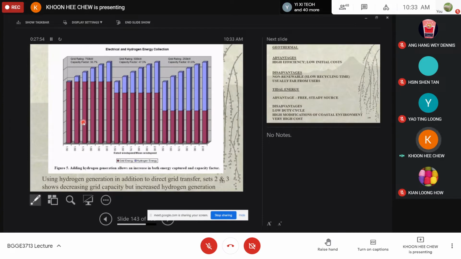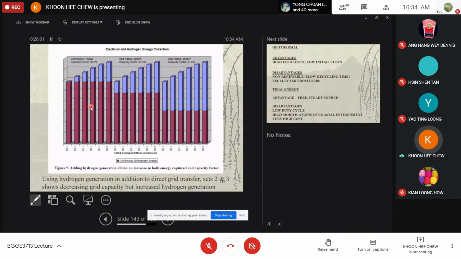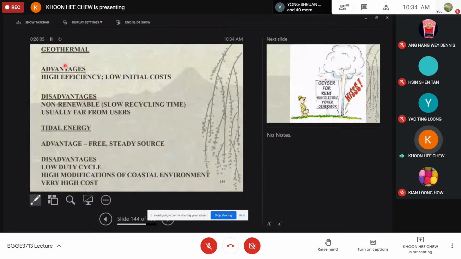This one is electrical and hydrogen energy. We will show you later. Okay. The next energy that we are going to talk about is geothermal energy. Geothermal energy actually is energy under the ground. And the advantage is it is high efficiency, and low initial cost; the installation of the equipment for you to harness the geothermal is low. Disadvantages are that it is non-renewable and has slow cycling time. It takes time to generate the energy, and usually it is far from the user.